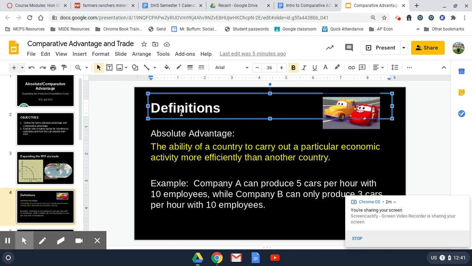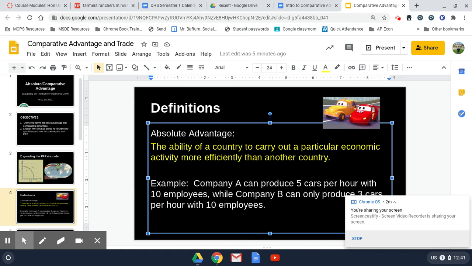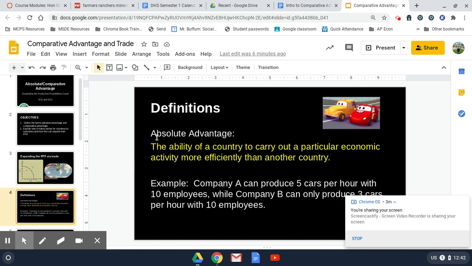So let's start with some definitions. This slideshow is on my Canvas page, so you can follow along. Absolute advantage is the ability of a country to carry out a particular economic activity more efficiently than another country. An example: let's say company A can produce 5 cars per hour with 10 employees, while company B can only produce 3 cars per hour with 10 employees. Since company A can make more cars with the same amount of resources and manpower, they have the absolute advantage over company B. For this class, you need to know what that is, but we're not really concerned with absolute advantage. We're concerned with something called comparative advantage.